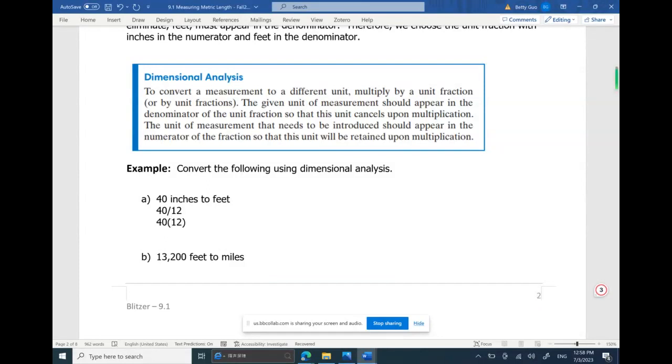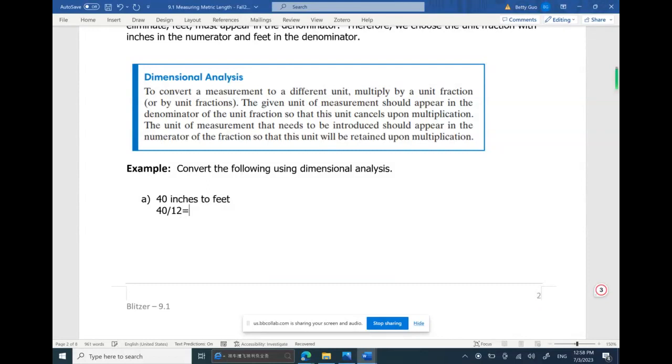If you multiply 40 by 12, you get a very large number. No, we are not multiplying. We are dividing, okay? Only when we divide 40 by the conversion factor 12, we will have a smaller number, and that number is going to be in front of the feet.